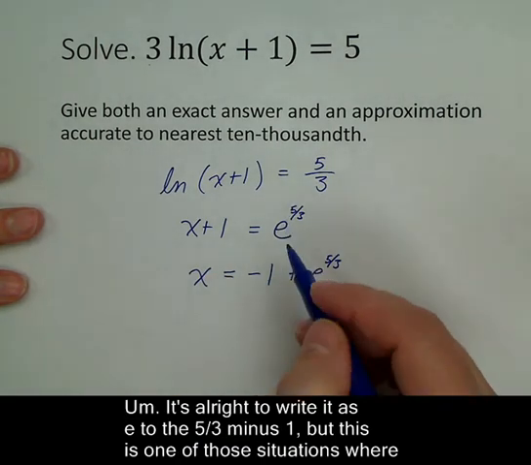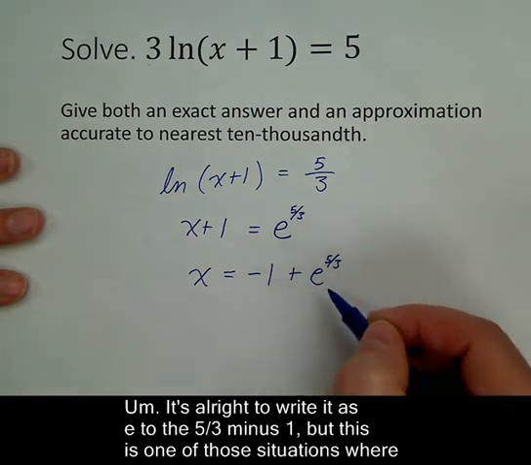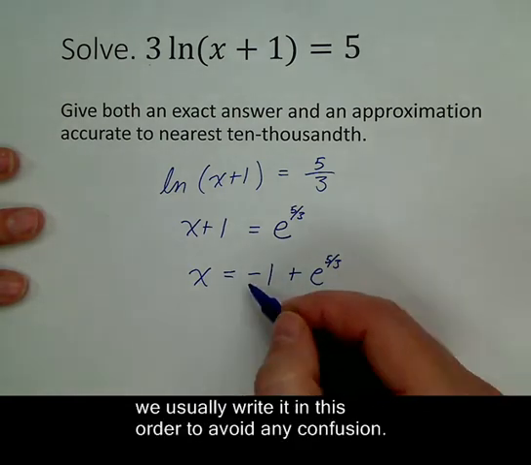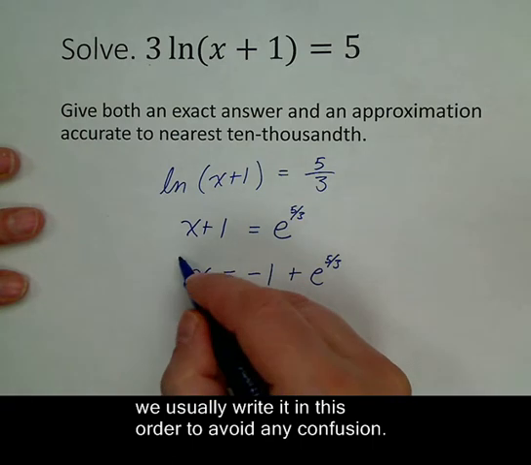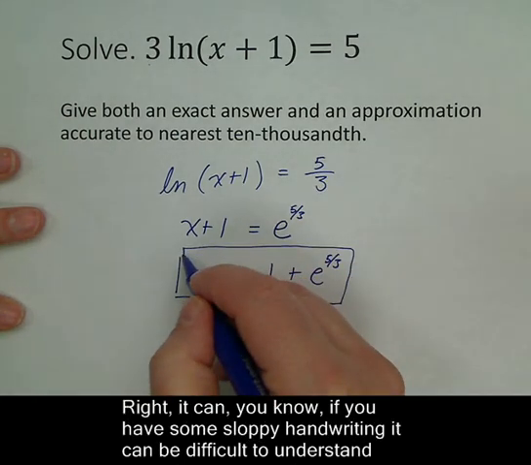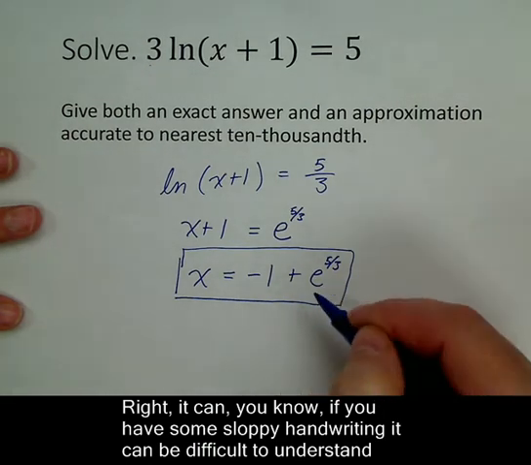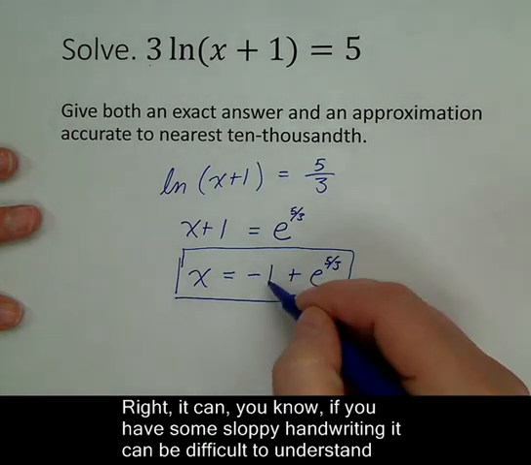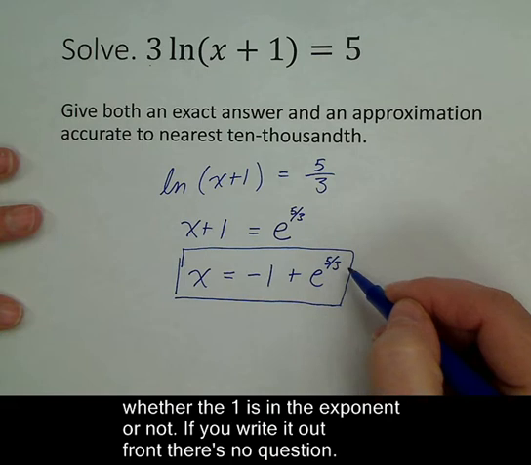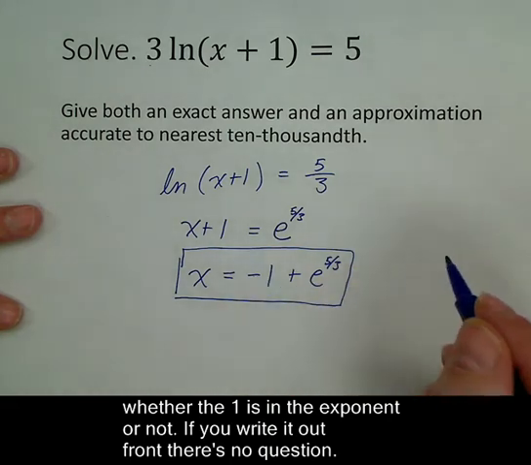It's all right to write it as e to the 5/3 minus 1, but this is one of those situations where we usually write it in this order to avoid any confusion, right? If you have some sloppy handwriting, it can be difficult to understand whether the 1 is in the exponent or not. If you write it out front, there's no question.